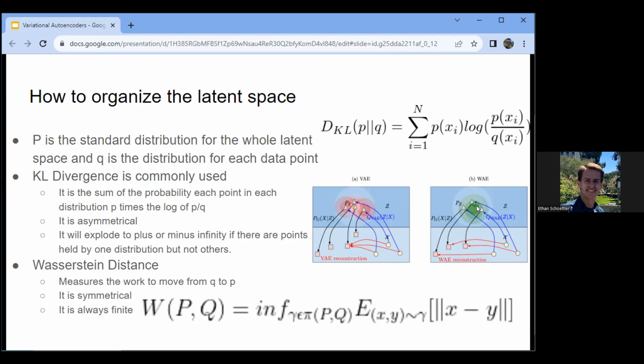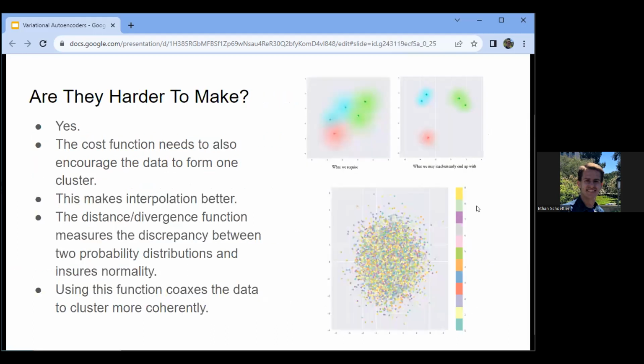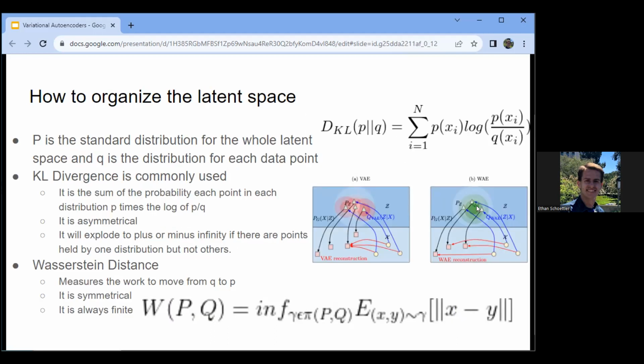Okay, let me see. Any other questions we can have? What's the main benefit of using WAE? Because this is just computational stuff, right? In general, what's the benefit?